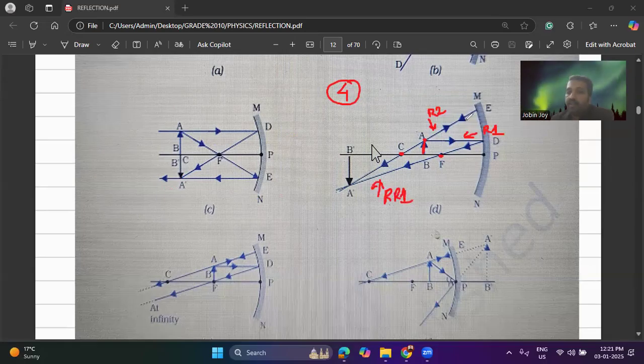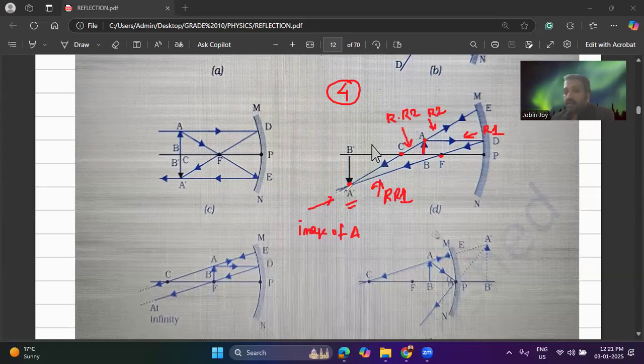And the second ray is passing through the center of curvature. We already discussed that if a light ray is passing through the center of curvature, the reflected ray will also follow the same path, the same path as the incident light. So these two rays will intersect here, and we will get the image of A here. This is the image of A.